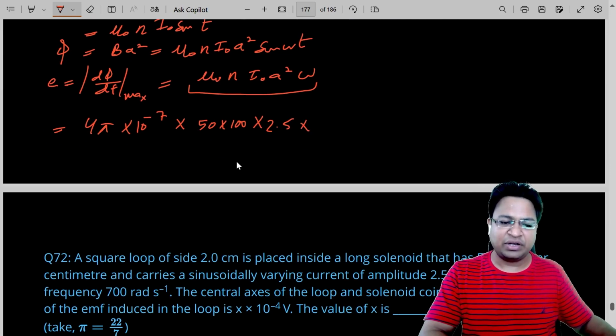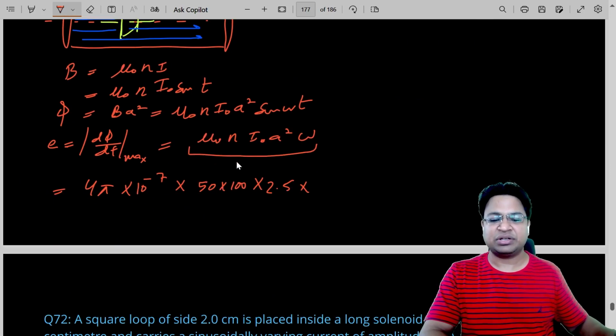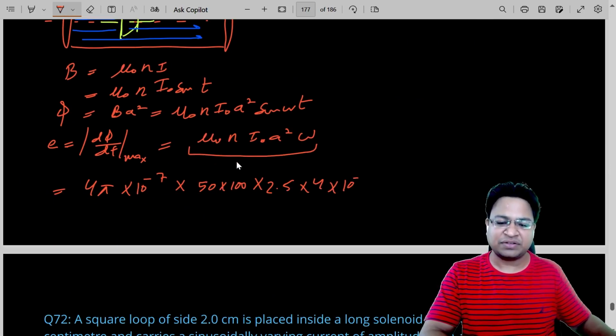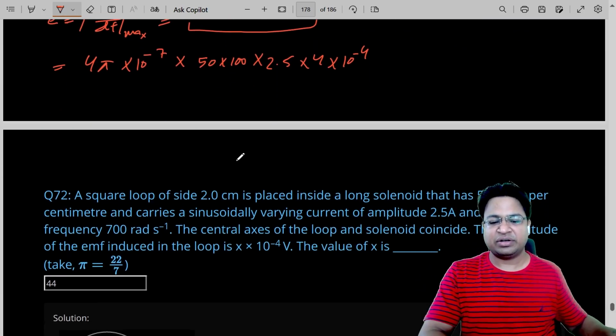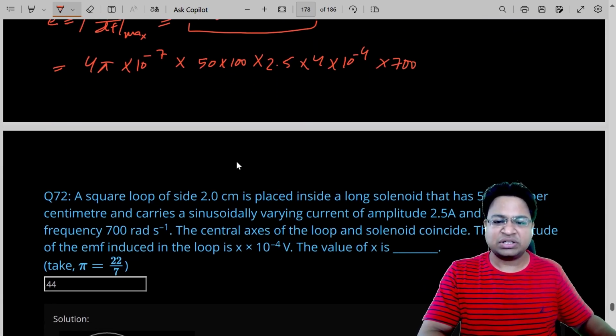So 2.5 into A square. A is given to me as 2 centimeters. So the square of that is 4 into 10 raised to power minus 4. I've converted that into meter square. Omega is given to be 700. So this is the calculation that we need to finish.